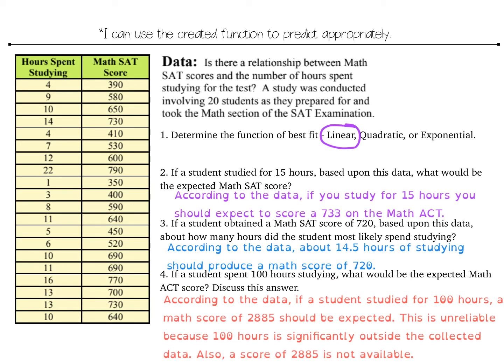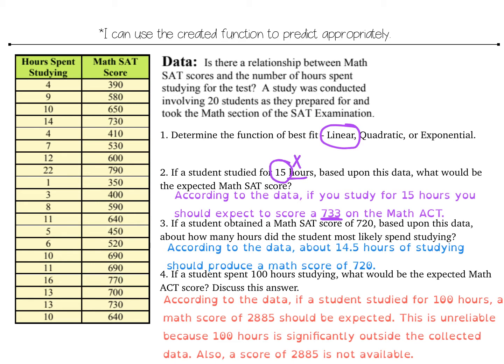All right, so as you graphed the data, hopefully you were able to see that it is roughly linear. It's not perfect, but it's roughly linear. The equation that I ended up getting was y equals 25.326x plus 353.165. And so if I'm looking for studying for 15 hours, that's my x value. So I'm putting that in for x, and I'm calculating for y, and I ended up with a 733.